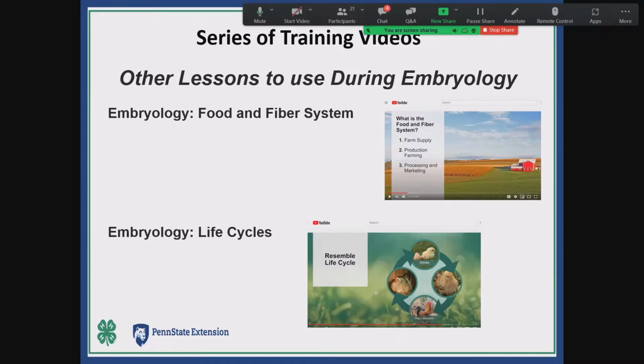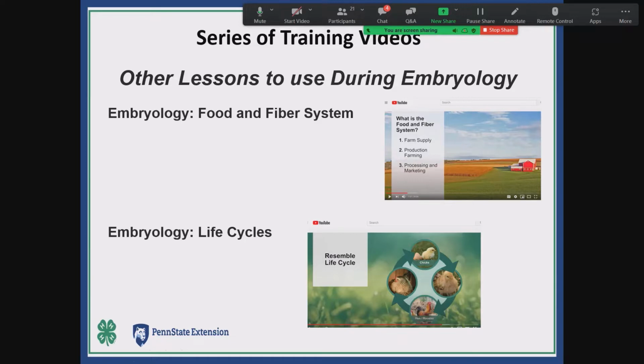The final thing that a lot of people don't think about in embryology, but we added it to the embryology curriculum for standards and so forth, is the food and fiber system and what food and fiber is, so we understand what farming is and what processing and marketing is and how big of an industry it is in our United States and in Pennsylvania.